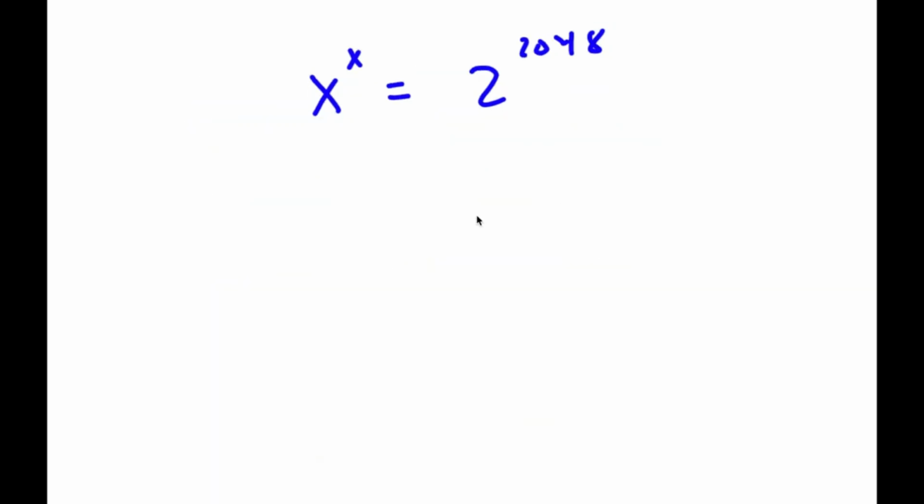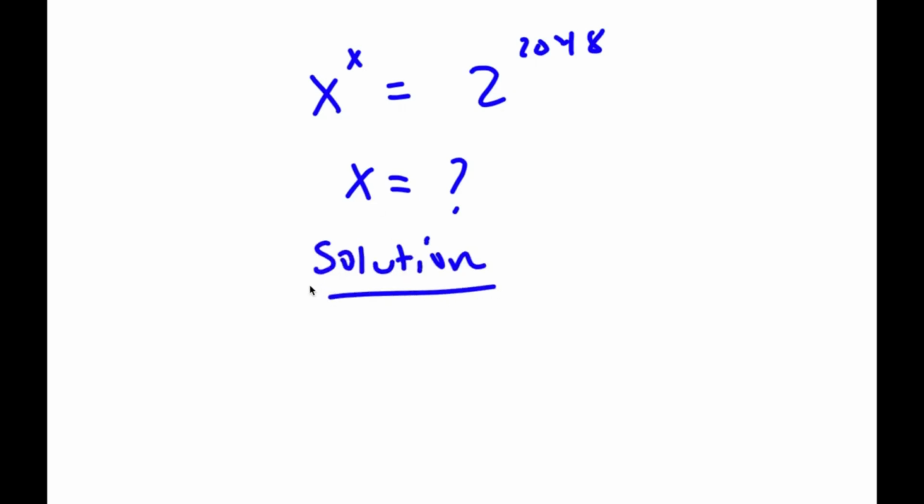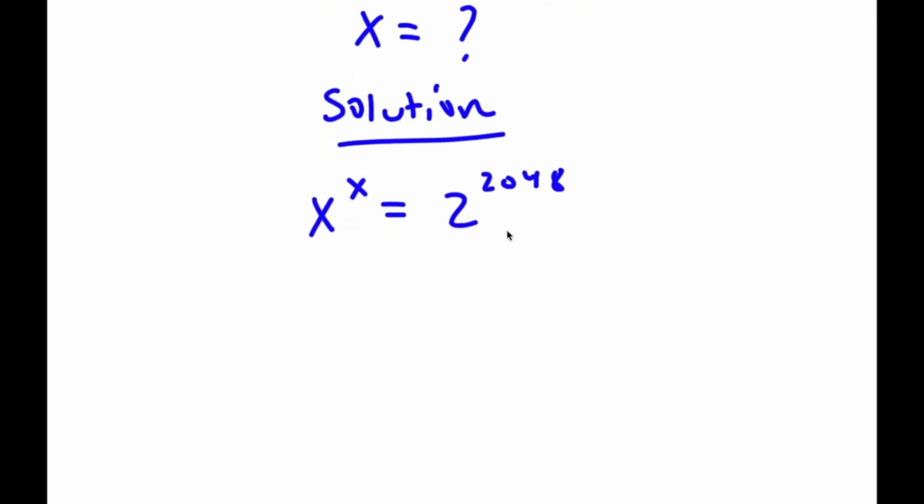Alright, so in this problem, I have x to the power of x is equal to 2 to the power of 2048. So I want to find the value of x here. So for my solution, I first start with x to the power of x is equal to 2 to the power of 2048. Now, I'm actually going to rewrite 2048 here as 2 to the power of 11. So now I have x to the power of x is equal to 2 to the power of 2 to the power of 11.